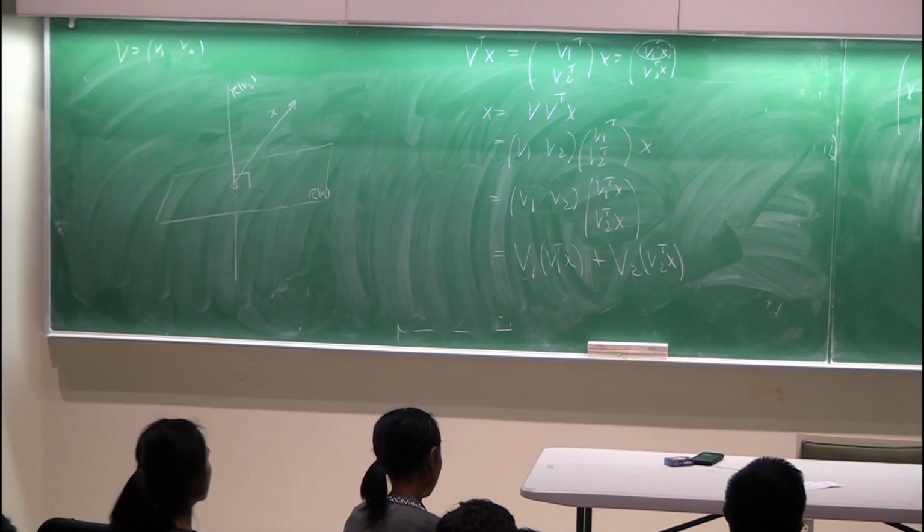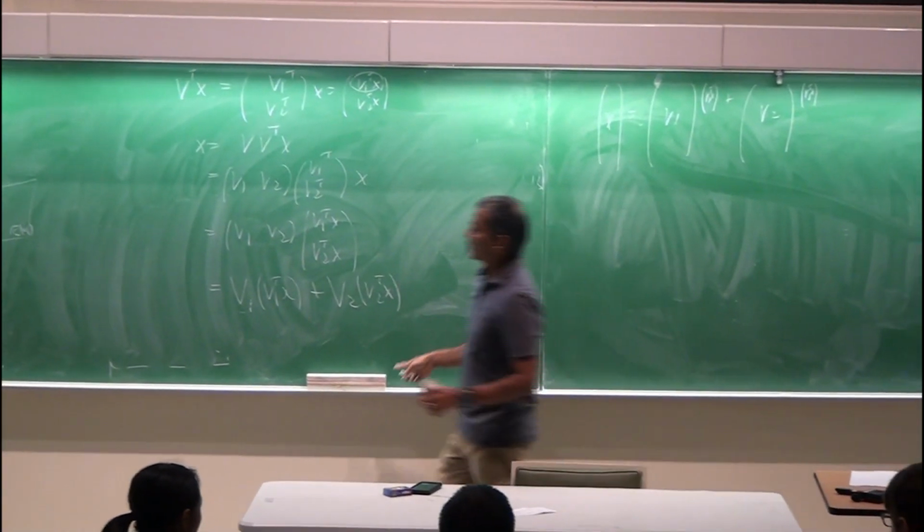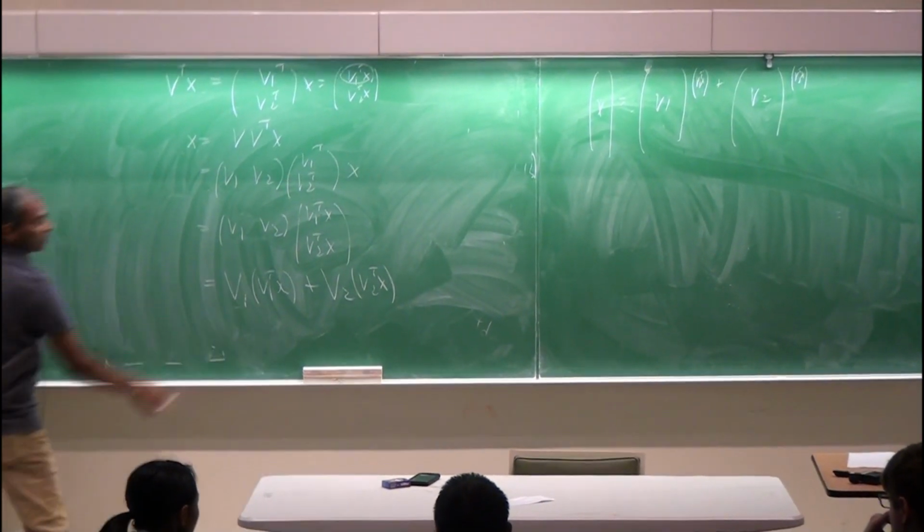But that's the shape that we're looking at. So we're asking what's the meaning of these numbers that are sitting in there. And this tells you what the meaning is. It's telling you that these numbers are the coefficients of expansion in the V basis.